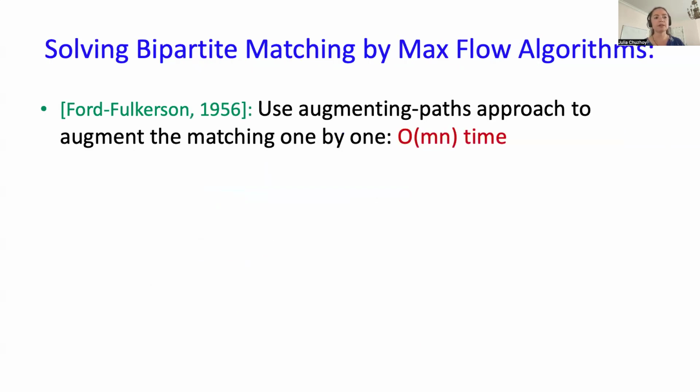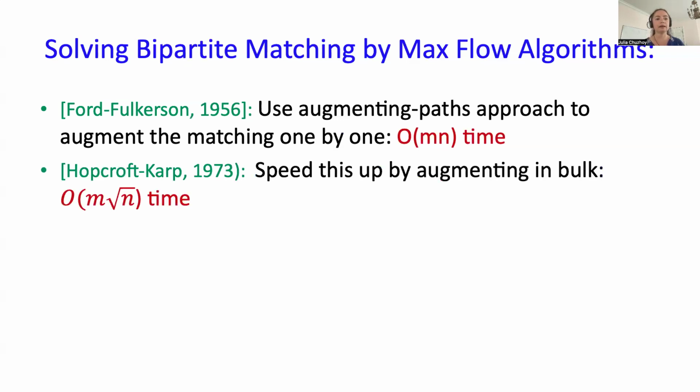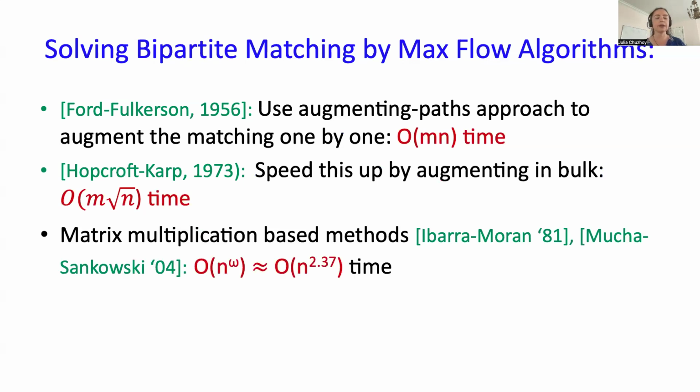For example, the famous algorithm of Ford and Fulkerson augments the matching one by one, iteration by iteration, and it has running time of mn. And later, Hopcroft and Karp noticed that this algorithm can be sped up by doing these augmentations in bulk. So the running time of their algorithm is m square root n. And this is where things stood for a very long time, except that it was noticed that one can also use fast matrix multiplication in order to solve this problem. And then one can get algorithms that are a little bit faster for a special case where the graph is very dense.